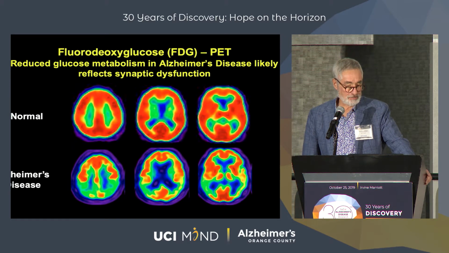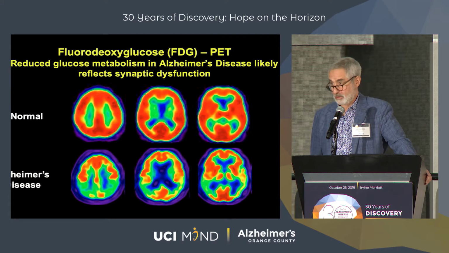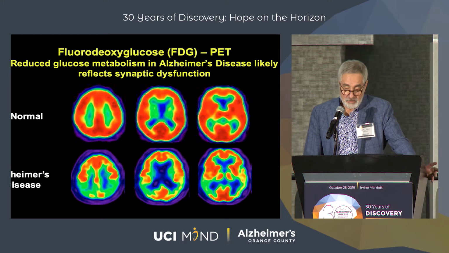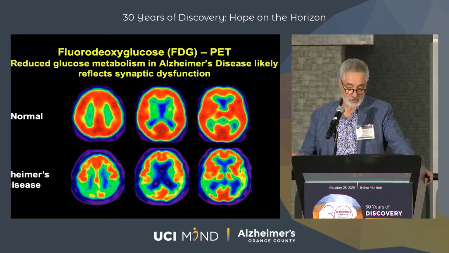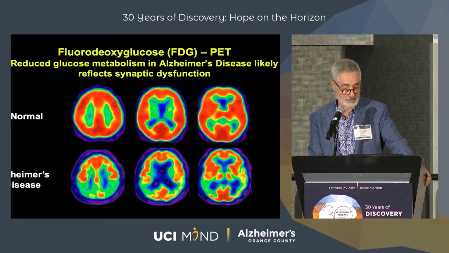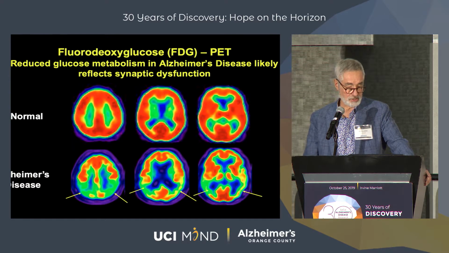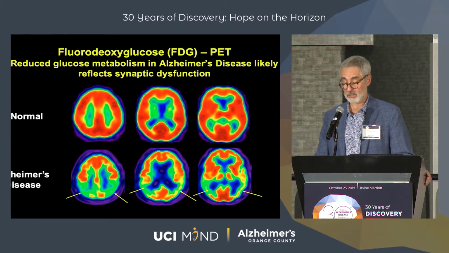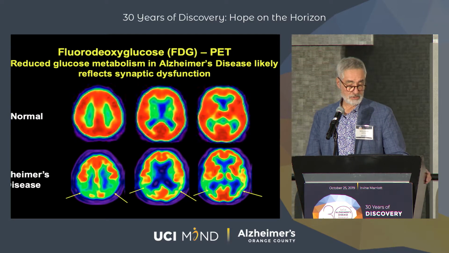Okay, so these were some of the first studies that we did, and really some of the first beginnings of PET imaging were with fluorodeoxyglucose to look at glucose metabolism. And what you see are these reductions of glucose metabolism in the areas that these arrows are pointing to in this patient with Alzheimer's disease.